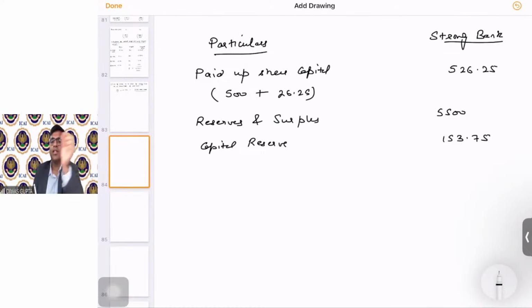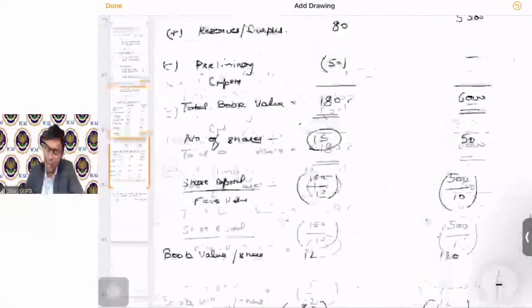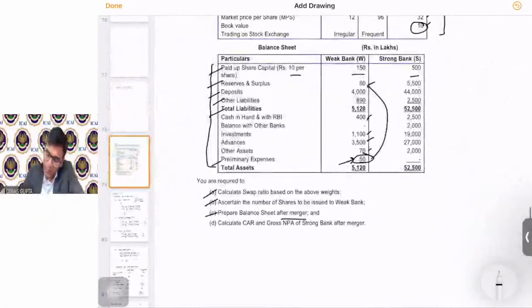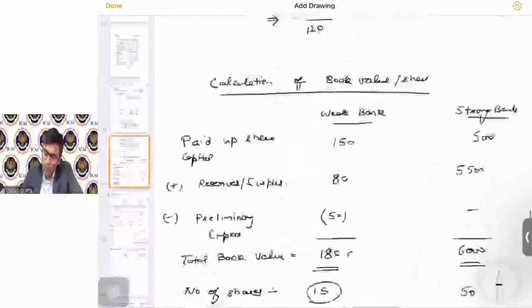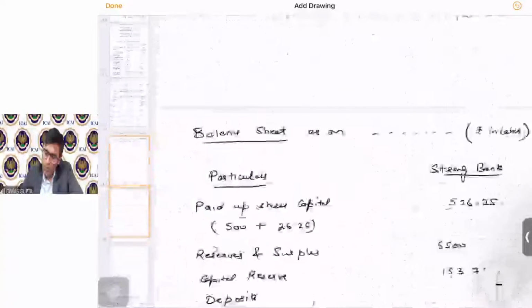Then rest all items, we just have to do the simple line by line consolidation, right? So for example, deposits. So these are the deposits appearing in the liability, right? If we go and check the existing balance sheet, the deposits are 4,000 plus 44,000. So in totality, 48,000. We will not adjust this as well as the preliminary expenses, because 150, 80, and 50, we will not be adjusting it separately. So how much it comes? 4,000 plus 44,000, 48,000.